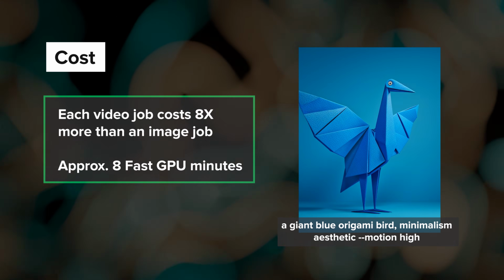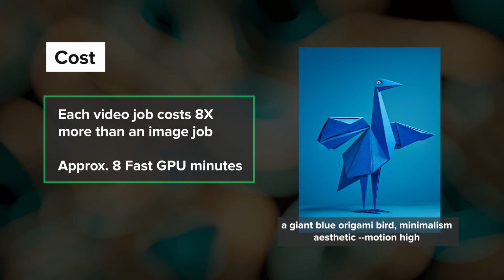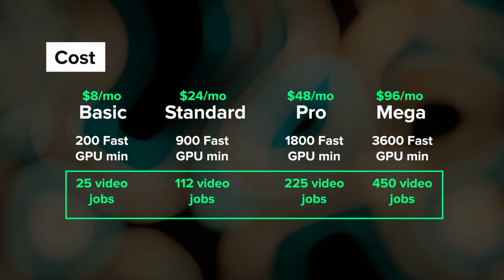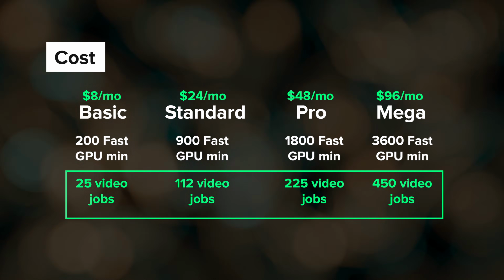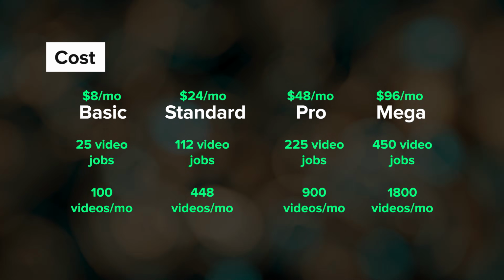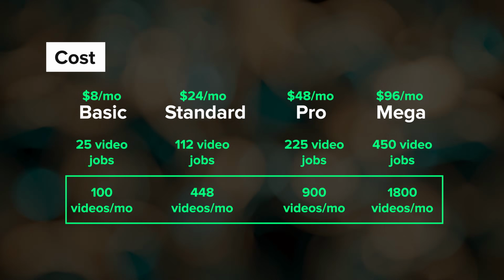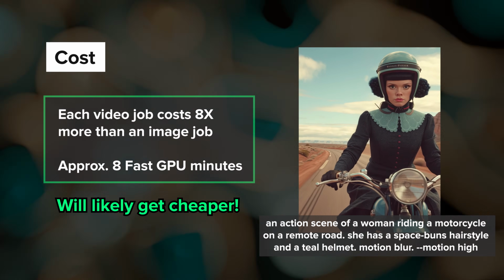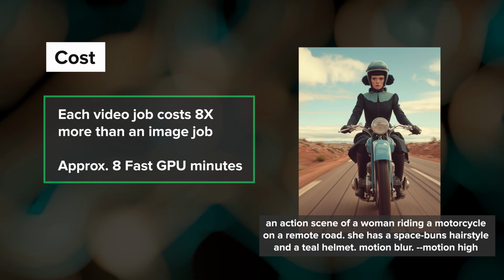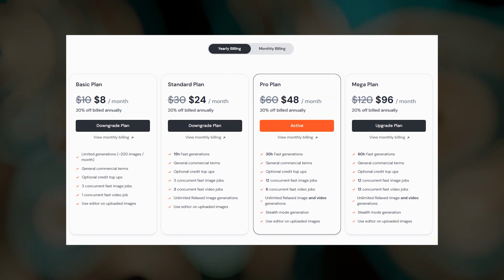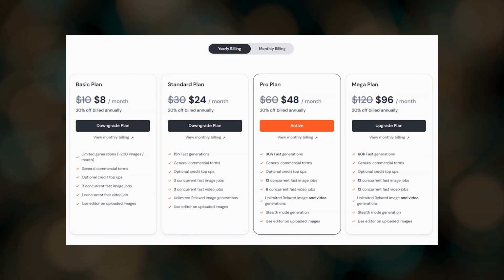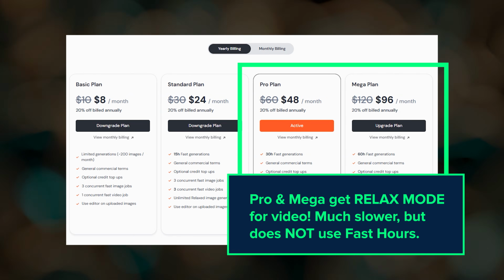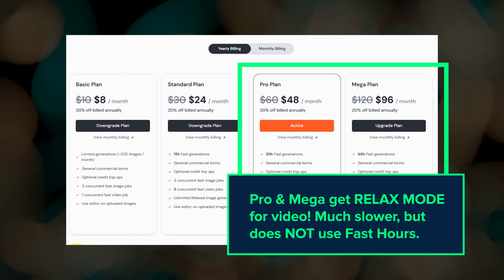Each video job currently costs about 8 times more than an image job, so about 8 fast GPU minutes, which I did test and confirm. Based on that, here's approximately how many video generation jobs you can run with each of Midjourney's subscription plans. Each job gives you 4 videos, so multiply these numbers by 4 for the total video count. This cost will likely change, probably getting cheaper, so don't rely too heavily on this. But even at these rates, it's really affordable compared to other models out there. If you do run out of fast hours, you can upgrade your plan or buy additional hours. Pro and Mega subscribers also get access to Relax mode for video, which means unlimited generations without touching your fast hours.